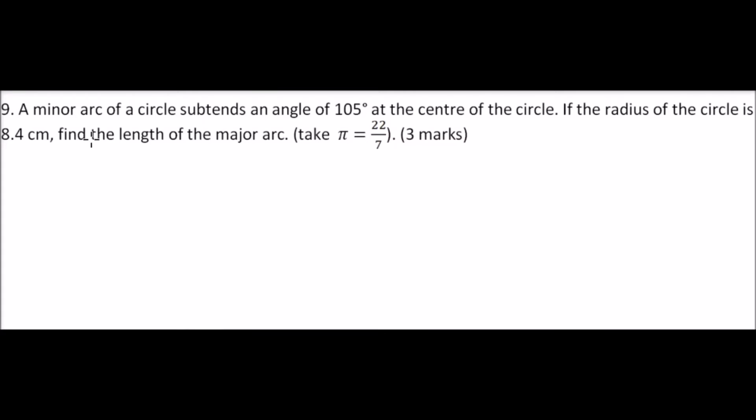So in this question, we are told a minor arc of a circle subtends an angle of 105 degrees at the center of the circle. If the radius of the circle is 8.4 centimeters, find the length of the major arc. You take pi is equal to 22 over 7.